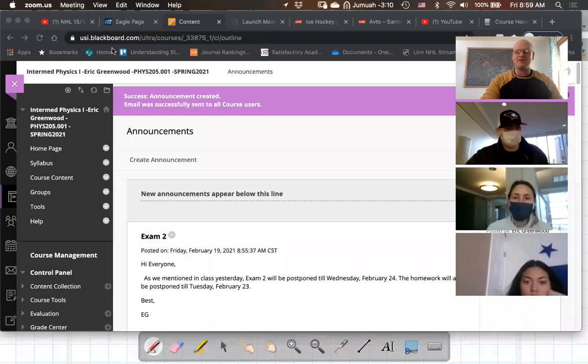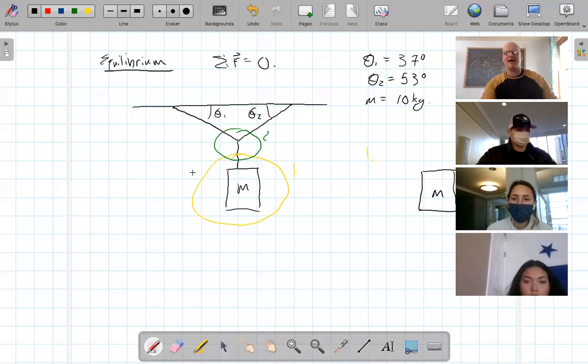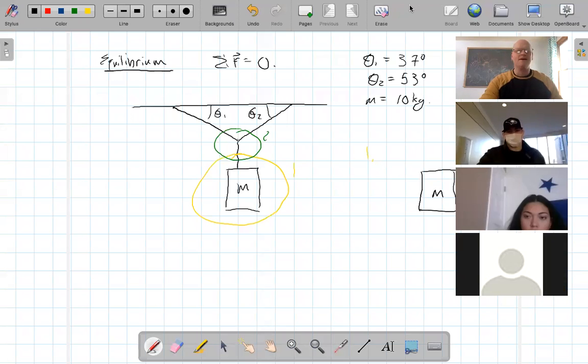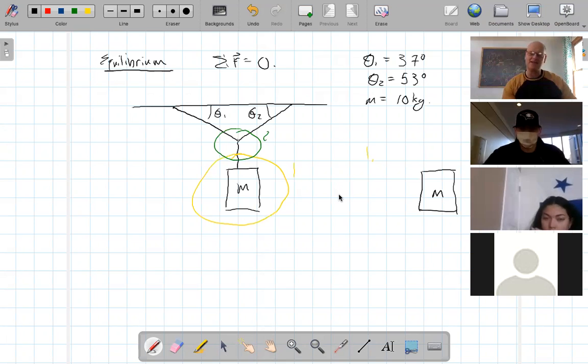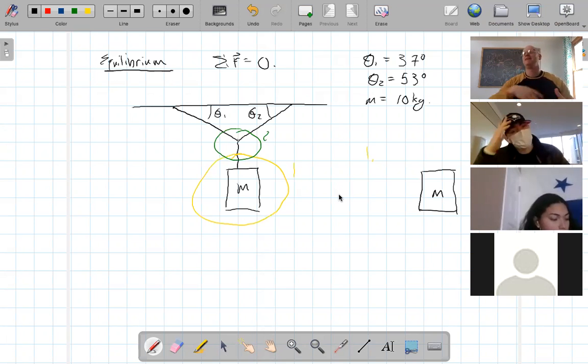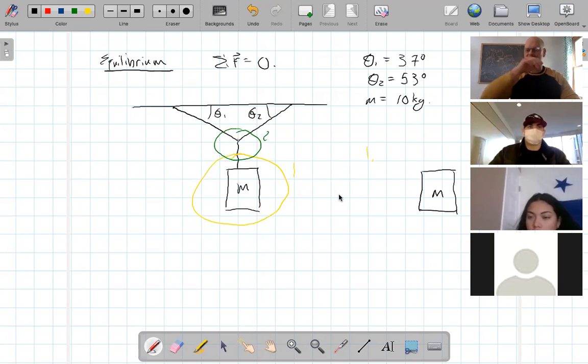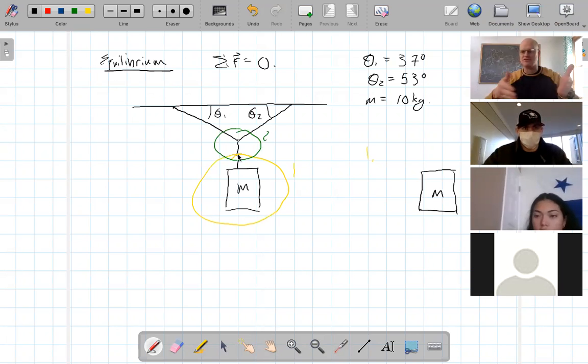So let's continue our conversation we finished off with yesterday, and that is equilibrium. So again, we defined equilibrium as the sum of the forces being equal to zero. So that basically means that the system is either moving at constant velocity, which means the acceleration has to be zero, or that it's completely stationary, so nothing's actually moving. So again, the acceleration is equal to zero.